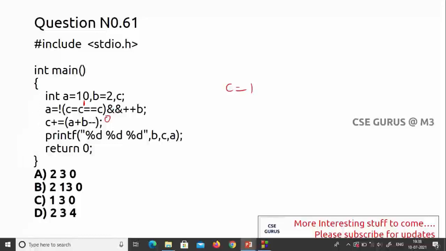So 0 double AND. I told you in the logical operators, like in logical AND, if first one is 0, the second part will not be executed. That's why this increment will not happen, right? So that's why b value is 2 as it is, a value is 10. Till now a is 10. Okay. So now 0 double AND something, whatever it may be true or false, it will become 0, right? So this 0 will be assigned to a. So now a value will become 0, right?